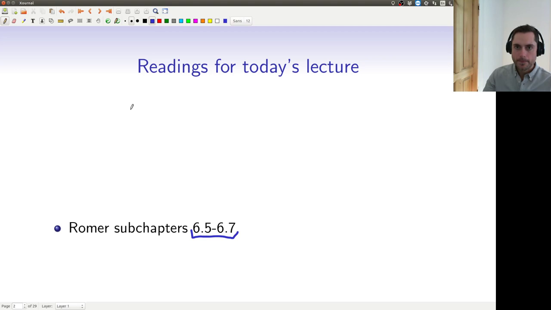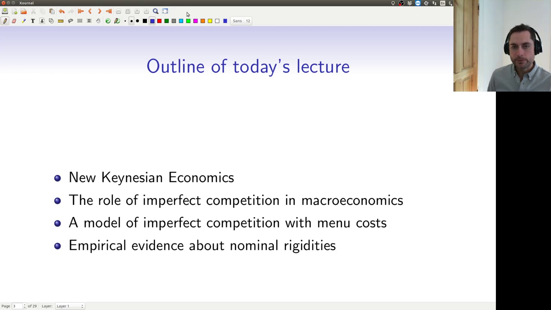So again, what are we thinking about? We're thinking about new Keynesian economics. So what do we mean by Keynesian economics? We mean that demand is going to be somehow driven by money. So if the government prints money, we can actually get more demand for goods.